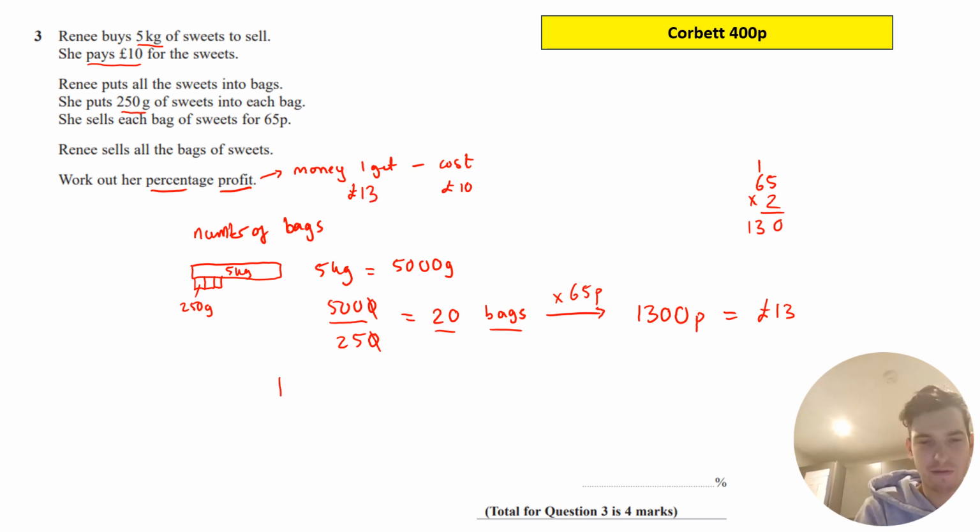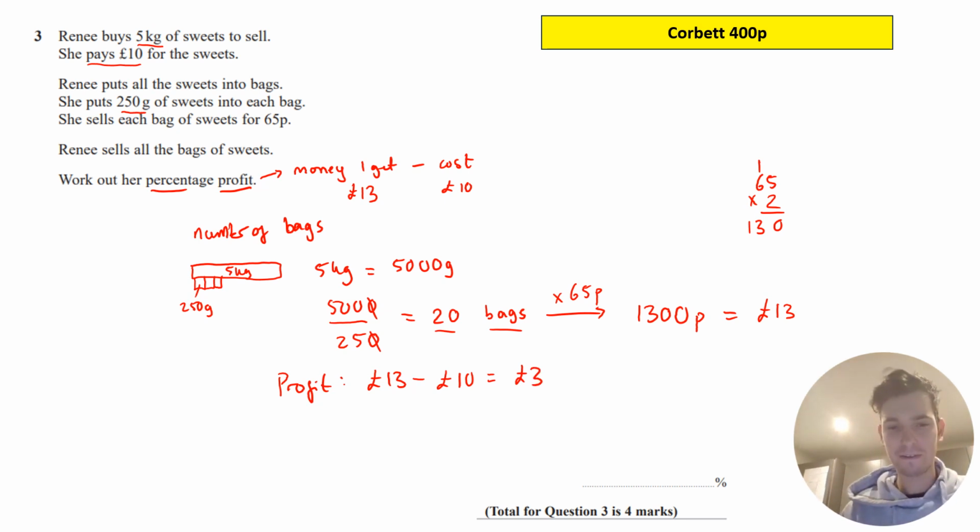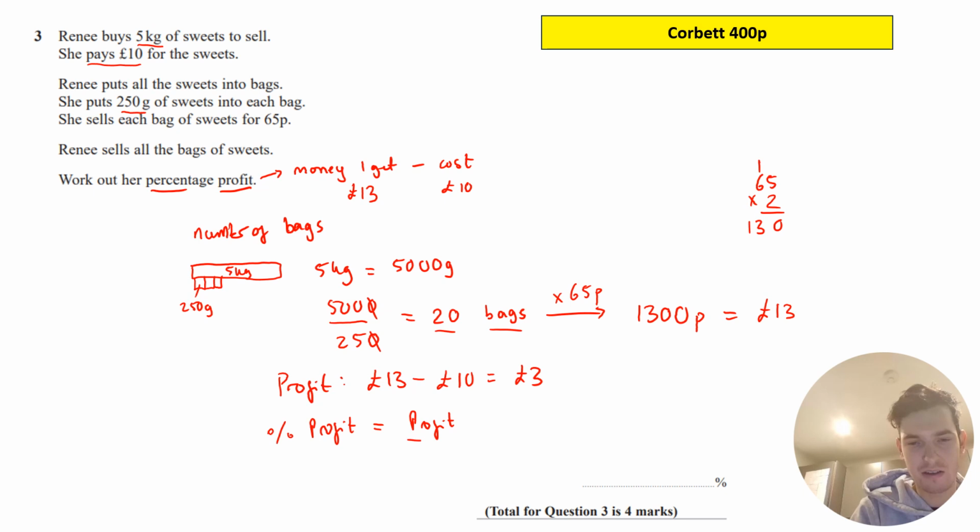So let's put the profit down here. The profit is 13 minus 10, which is 3 pounds. So that's my profit, but I want my percentage profit. To get your percentage profit, you work out your profit, which is 3, and then you divide it by how much you spent, or your cost, which was 10. So 3 pounds divided by 10 pounds is 0.3. You can see that that is 30%. So I write that on my answer line.